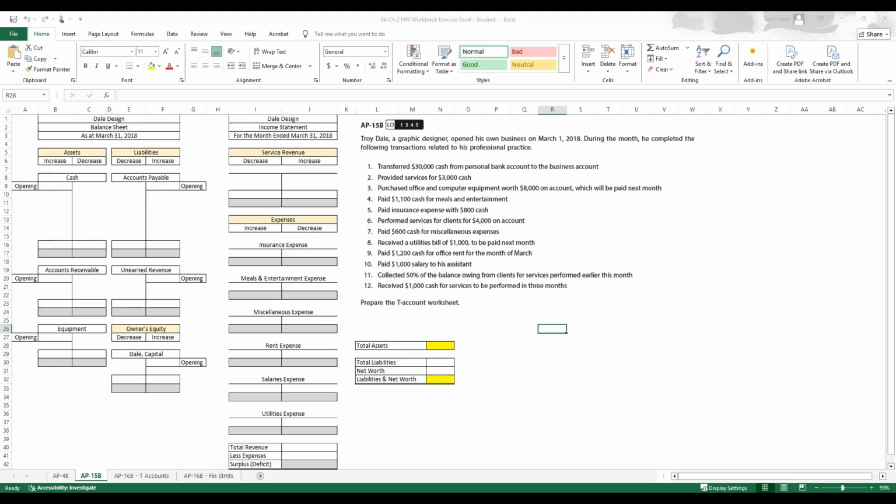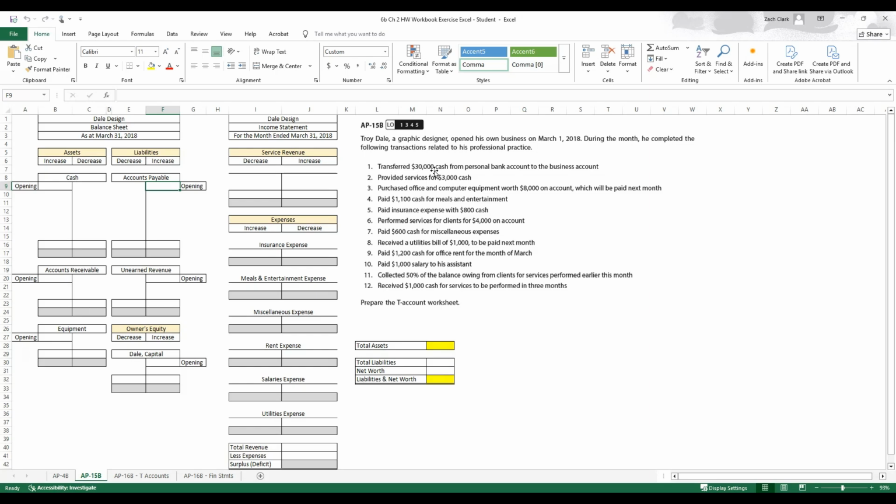And one thing to know in this problem is there's no beginning balances like we had in chapter 1 on the things that we worked on, because this problem says that the business was opened on March 1st. We're recording March's transactions, and so there's no opening balances because it wasn't open at the beginning of the month. So we'll have nothing to put in our opening boxes here, so just keep that in mind. Okay, so let's start looking at the transactions here.